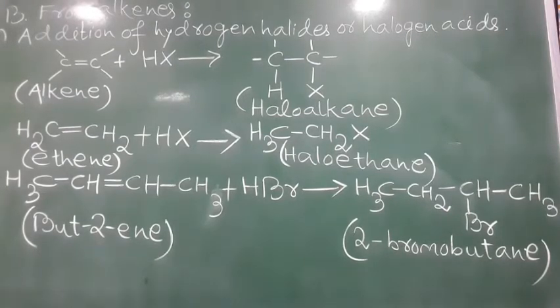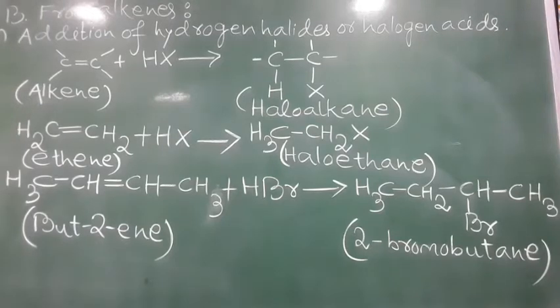In the next reaction, you will see that ethene, which is an unsaturated hydrocarbon, when added to HX over here, means halogen acid, will form haloethane. X means halide. It could be Cl, it could be Br, it could be I. And in the third reaction, we are adding HBr to butene.